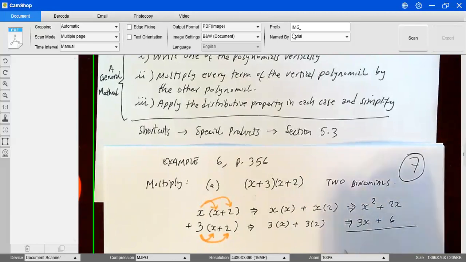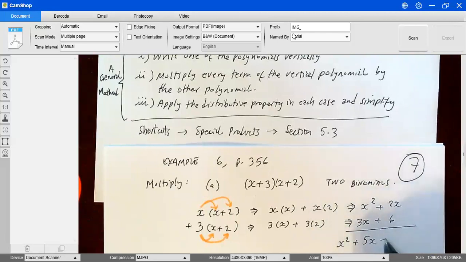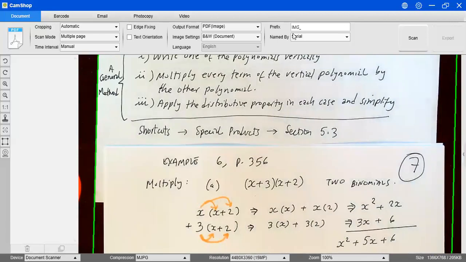So I'm going to write x squared. There is nothing in the diagonal. You don't work in this way. So I'm talking about the diagonal in this way with a positive slope. So I have x squared plus 2 plus 3 is going to be 5x plus 6. So that is going to be the answer for this example 6. I'm going to work now example 7.